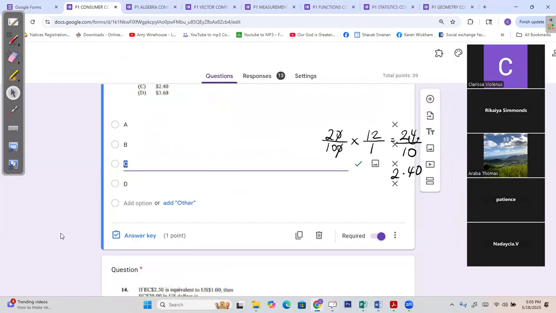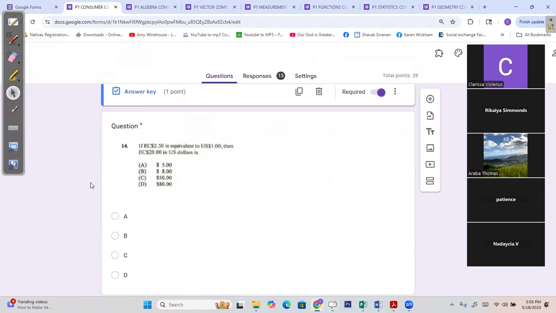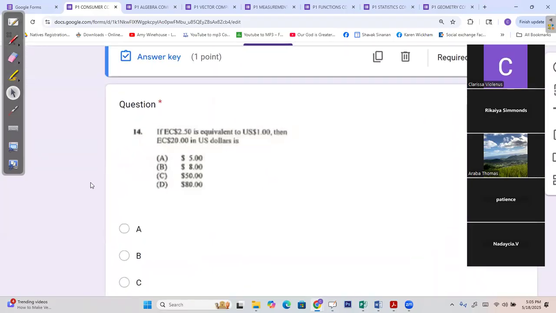Right? I hope everybody sees the trick in doing that quick multiplication, especially when it comes to money and percentages. All right, so let's move on. A lot of people got this one wrong, and I think it's because they overthink the question. So let's take a look.